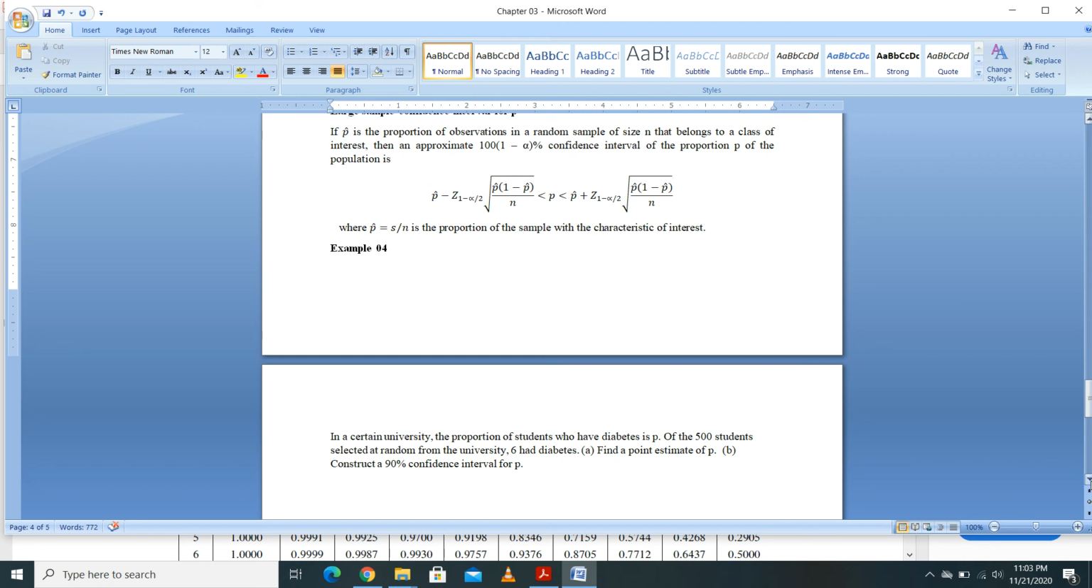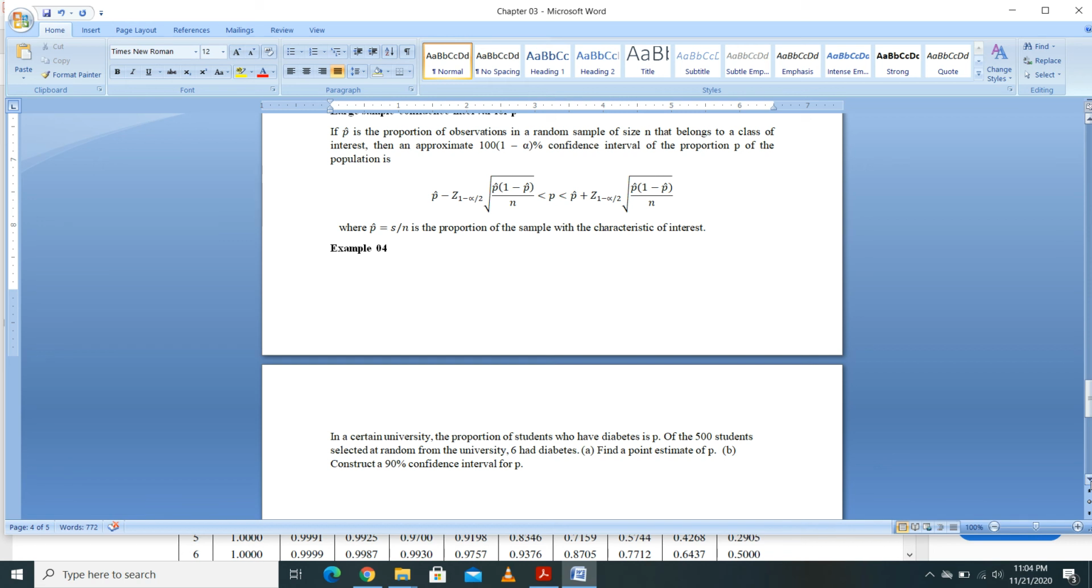Of the 500 students selected at random from the university, 6 had diabetes. Find a point estimate of P. Construct a 90% confidence interval for P. Now you can see, first they have taken 500 students from a university, and out of 500, there are 6 students who are having diabetes.